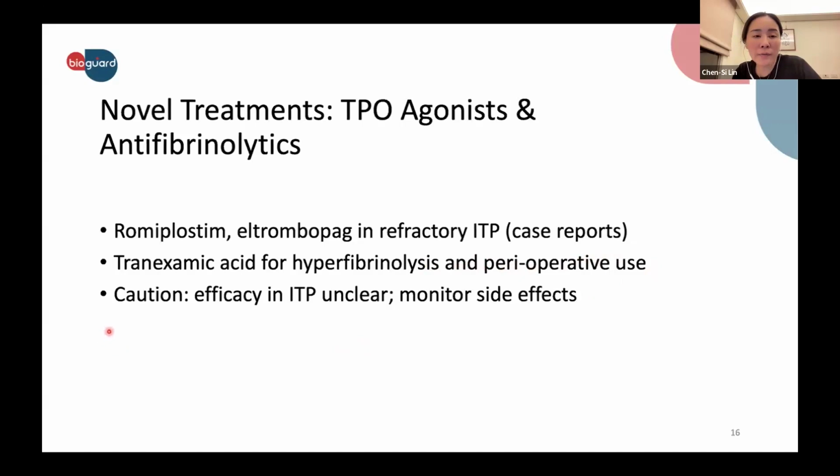This treatment is only what we found in case reports, so it may have efficacy in ITP cases. However, we still need to take care and monitor the potential side effects of these new treatments that we use.